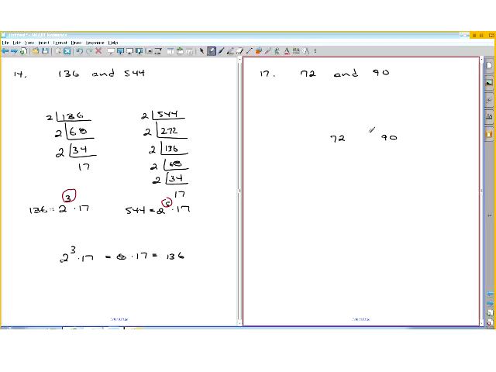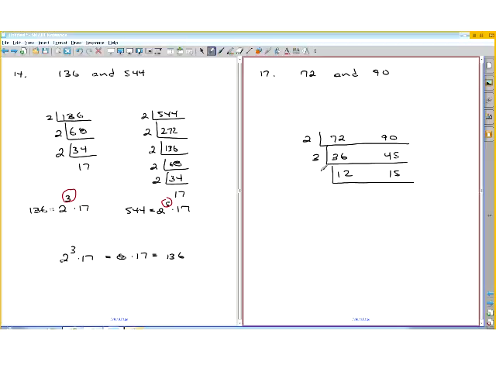Divide each number by a common prime factor. Try 2. Well, yeah, because it's even. So you divide both of those by 2, and you get 36 and 45. Okay, well, we can't divide by 2 because one's odd and one's even. So then we say, okay, can you divide it by 3? Well, yes, you can, because 36 divided by 3 is 12. 45 divided by 3 is 15. Okay.